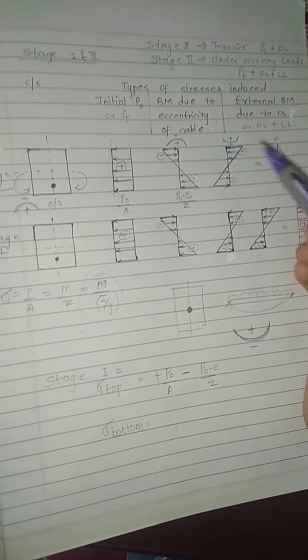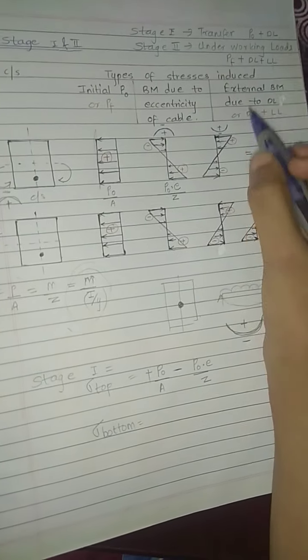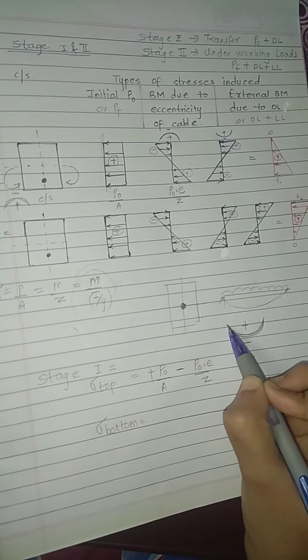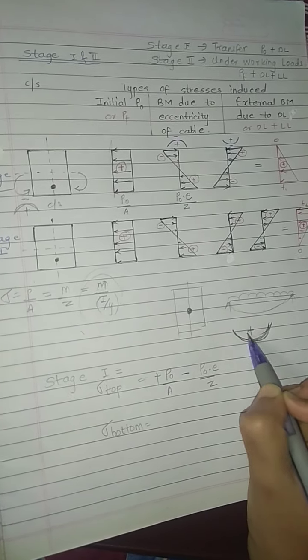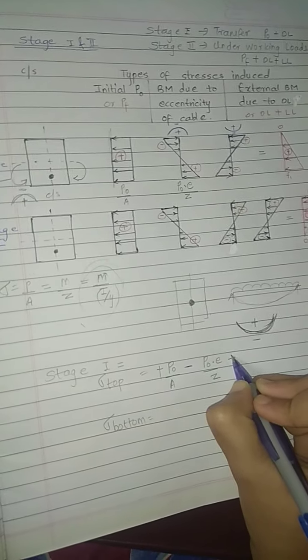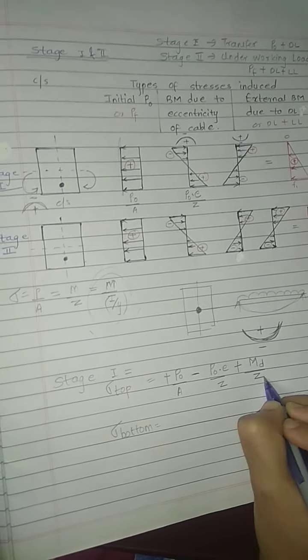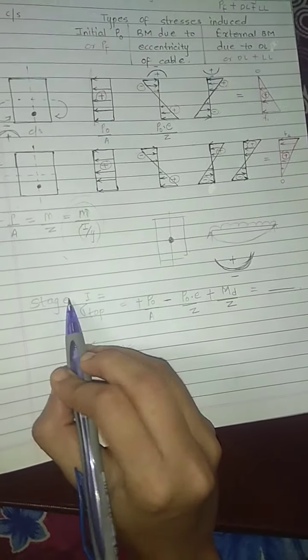Then due to external bending moment, that is due to dead load only for stage 1. So the external bending moment is of sagging nature, so the top stress is positive: moment due to dead load upon Z. So by putting in the values of this, we will get the stress at the top layer at stage 1.